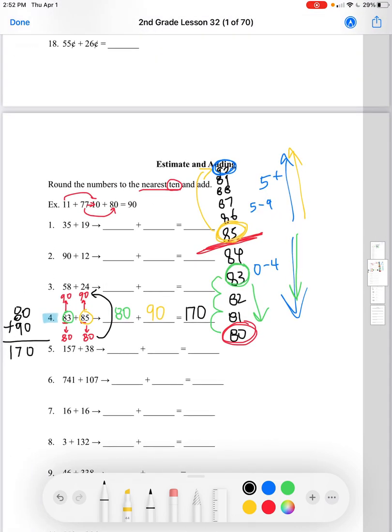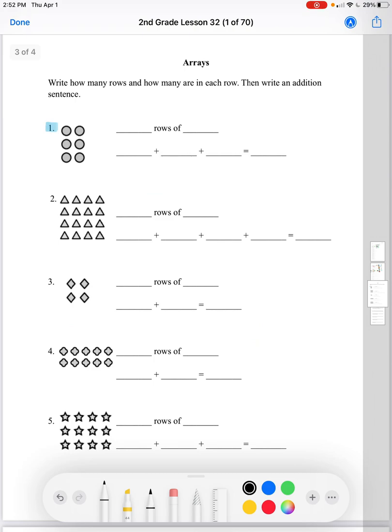So basically, you're going to look at the place that you're rounding to, and you're going to either keep that the same or round up 1. And it depends on the number next to it. If it is 5 or more, you're going to round up. If it's less than 5, then you're going to round down. That's how you do rounding.